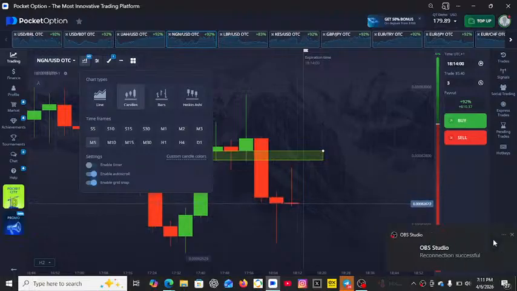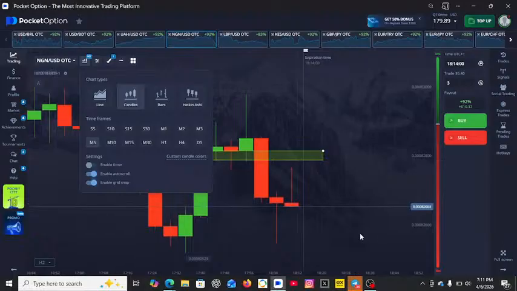My network is disturbing. Okay, it has been connected back.